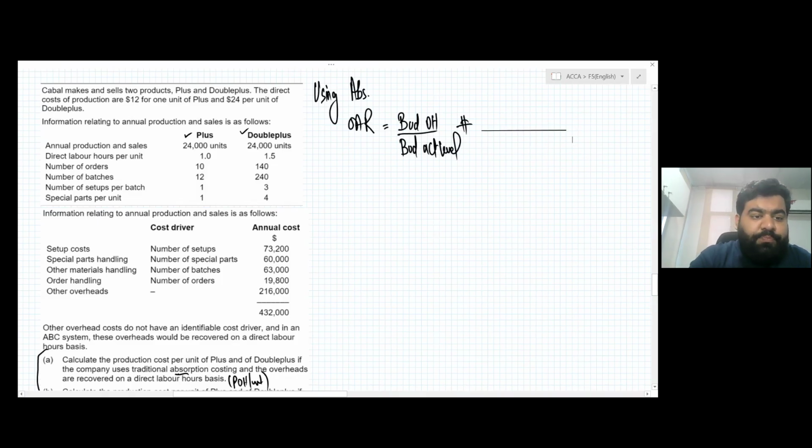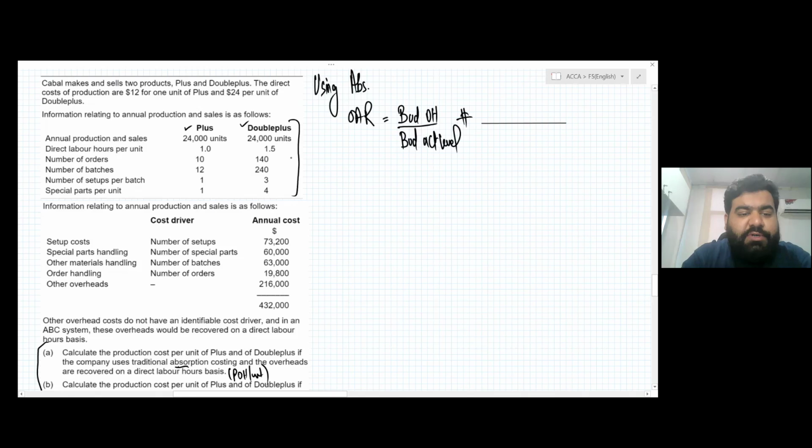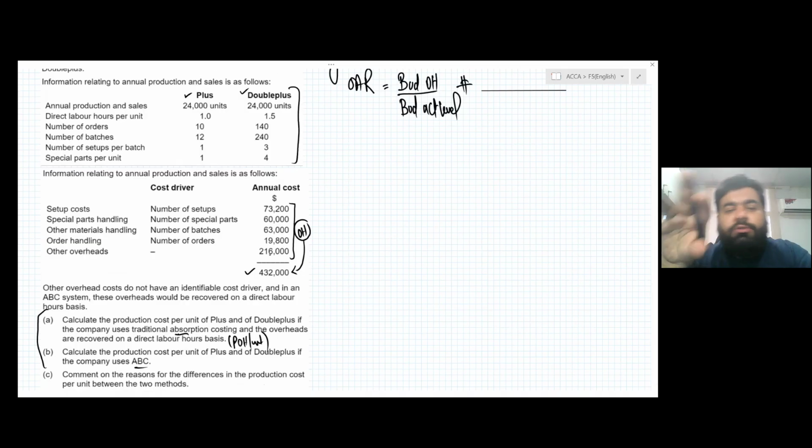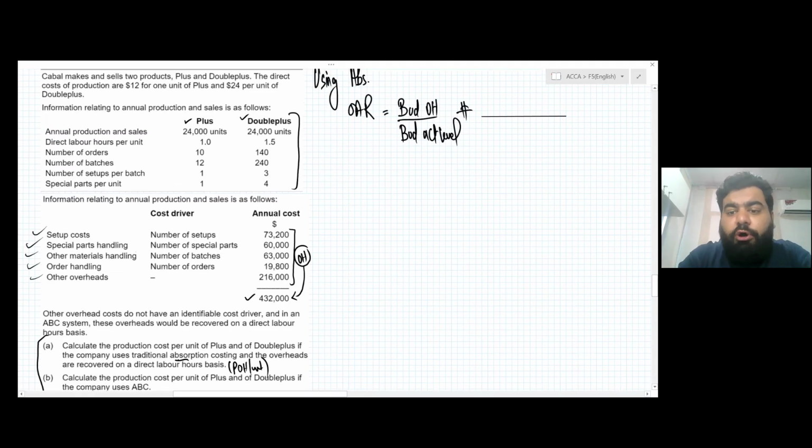So if we read the question, these are all the details of the cost drivers. We'll see that in ABC. But here all the overheads are given, and these overheads total 432,000. That's the relevant amount we will use to calculate the OAR, because obviously in absorption costing we will not divide the overheads into specific items and then divide them on the relevant base. Obviously in ABC we will do that. So in absorption costing we take the complete overheads of 432,000 divided by budgeted activity level.